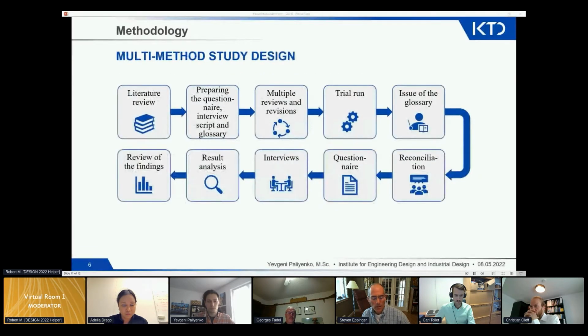Now, let's take a closer look at the study design. First of all, we started with a broad literature review that allowed us to prepare the questionnaire script and glossary, all of which underwent multiple reviews, revisions, and trials. Then we were able to provide the glossary to the participants in order to create a common understanding of the topic itself and provide definitions of basic terminology. Then we issued the questionnaire and conducted the interviews, following with a result analysis and review of the findings.